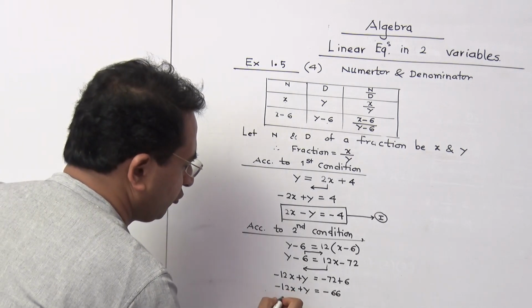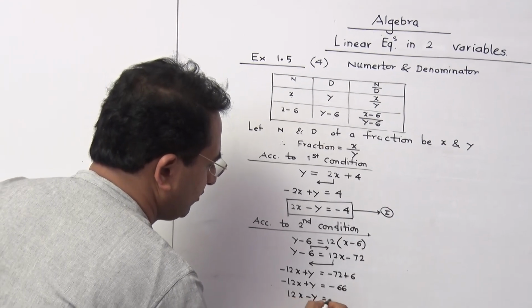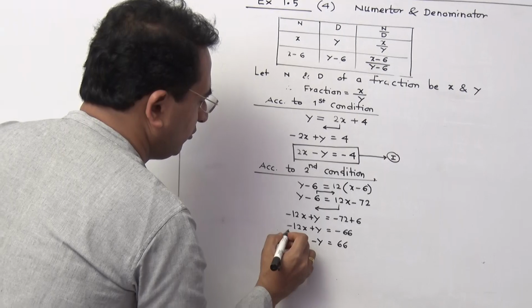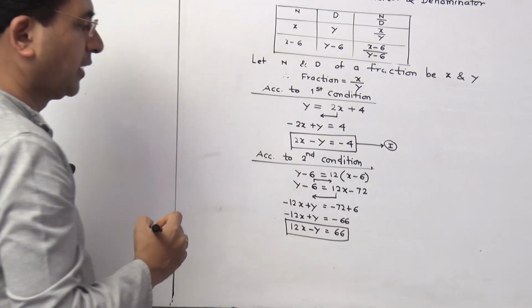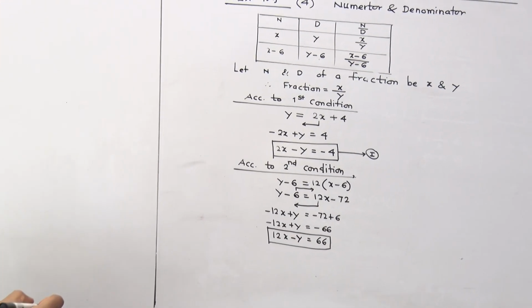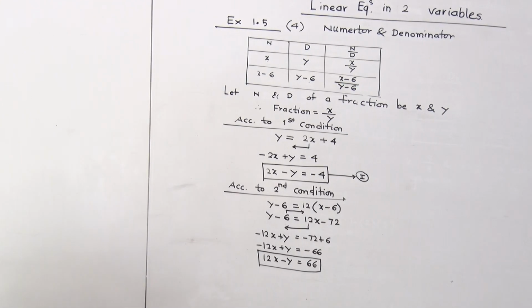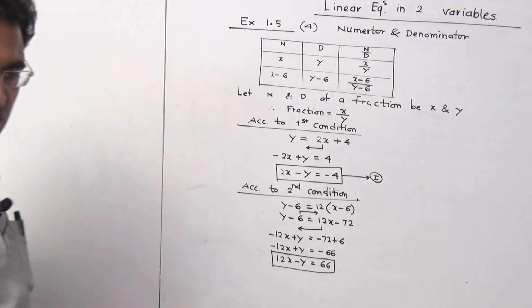And one equation we have to write with positive sign. So 12x minus y is equal to 66. Actually these equations we have to solve simultaneously. Now you can use different methods of your choice. I think we can directly subtract these equations to get the answer.